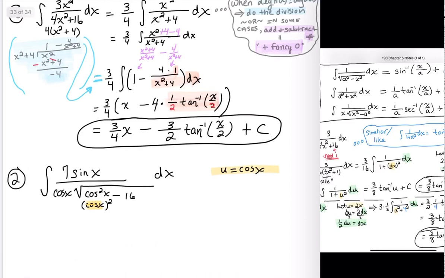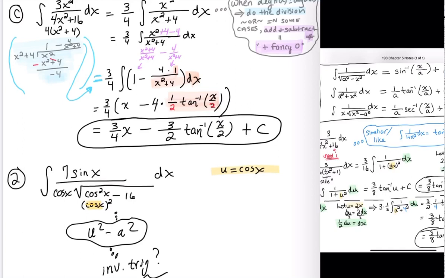So what I want you to notice here is, yeah, that cosine is an inside, but even more specifically, this is looking like a u squared minus a squared. So this is kind of what I want you to be thinking of. And when you see these u squared minus a squareds, I want you to be thinking, is it possible that I could get this into one of those inverse trig type of formulas? All right, let's continue with the attempt on this u.